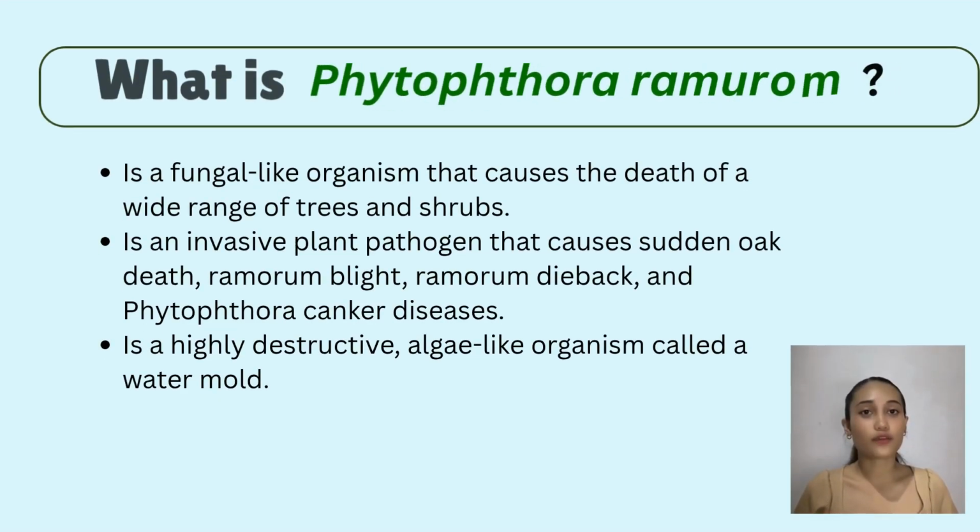So what is Phytophthora ramorum? It is a fungal-like organism or water mold that behaves like fungi but actually belongs to a different group known as oomycetes. It is an invasive plant pathogen that causes several plant diseases such as sudden oak death, ramorum blight, and Phytophthora canker. This organism thrives in moist environments, spreading through rain splash, wind-blown rain, and contaminated soil or plant materials.